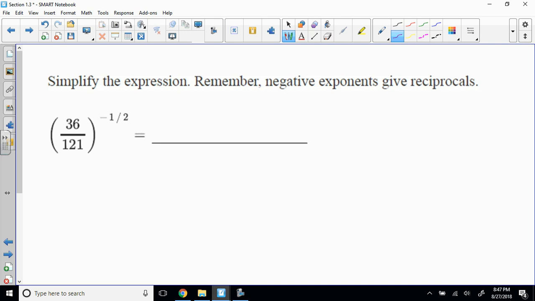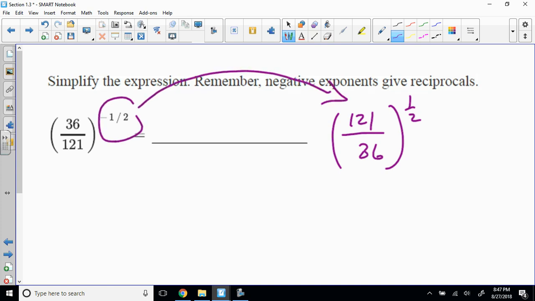What's the big word? Starts with an L? No, starts with an R, ends with an L. Reciprocal. Good job. So basically all we're going to do is this. We're going to say 121 over 36 raised to the what? 1/2, right? I took care of this negative there, right? With negatives. And then I'm just going to, see, this is square root of 121 over the square root of 36, which is 11 over 6.